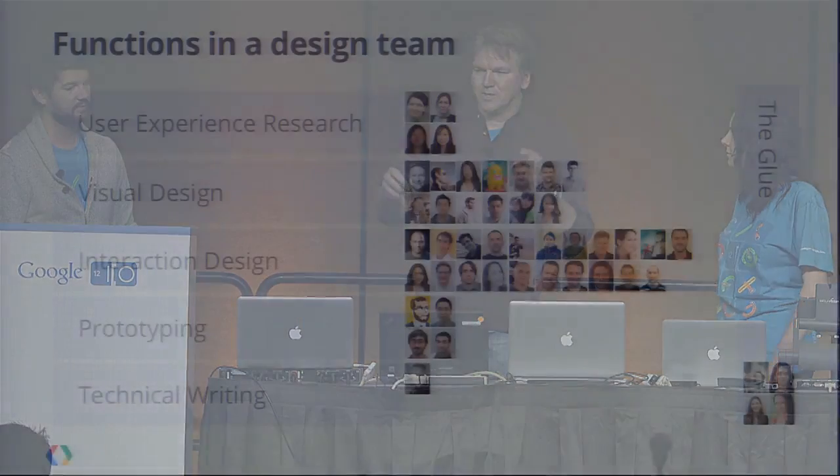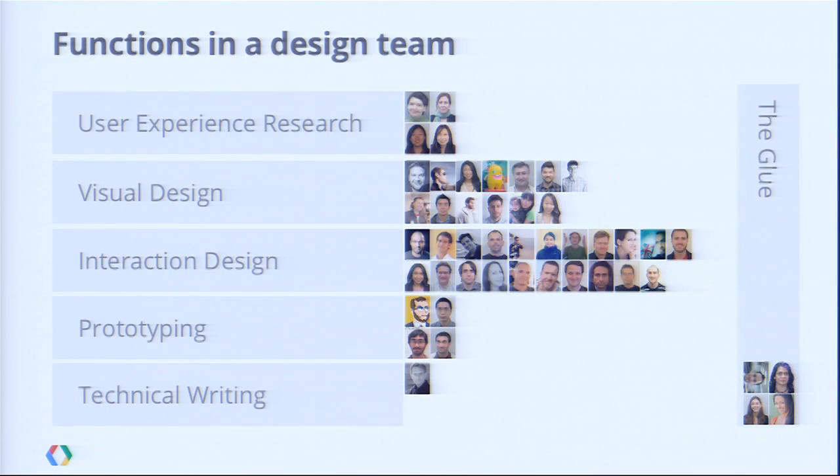And then last but not least is what I would like to call the glue. So these are the people that work across functions, and Matias is one of them. He's the one that provides design direction to the team, but then we also have project management and generally people that are there to make the design machine run.